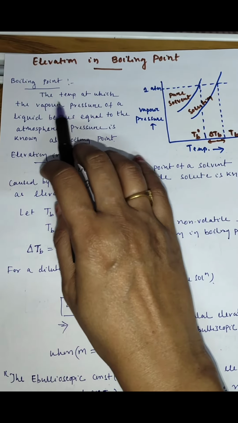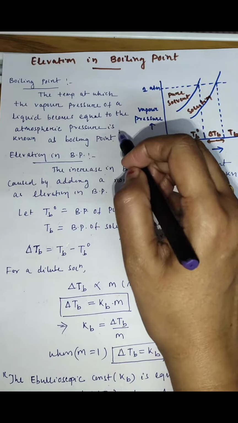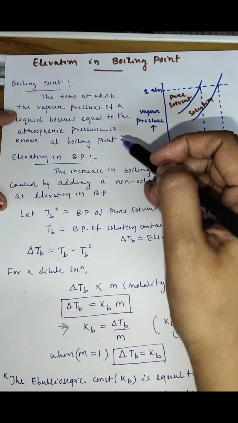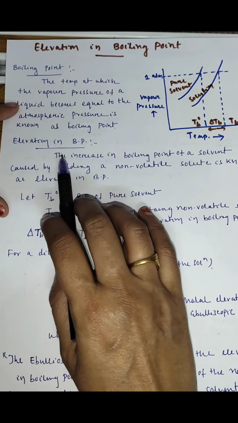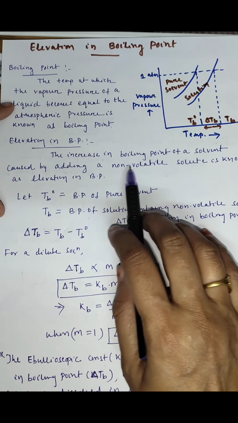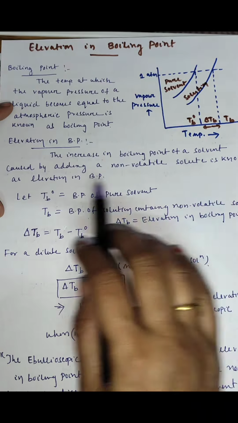Elevation in boiling point. What is the boiling point? The temperature at which the vapor pressure of a liquid becomes equal to the atmospheric pressure is known as the boiling point. Now, elevation means you have to increase the boiling point. So what is the definition of elevation in boiling point? The increase in boiling point of a solvent caused by adding a non-volatile solute is known as the elevation in boiling point.